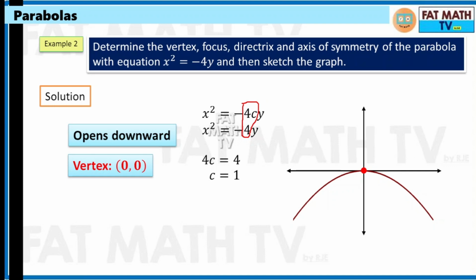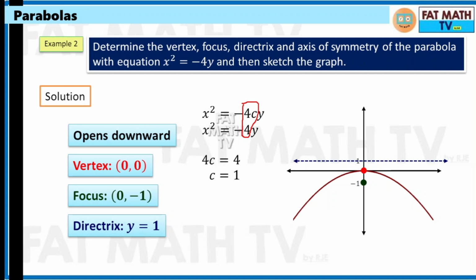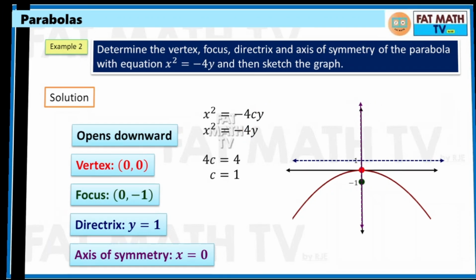So if c is 1, the focus is 1 unit below the vertex. So 1 unit below 0, 0 is 0, negative 1. And then 1 unit above that, you will have y equals positive 1. And for the axis of symmetry, you will still have the y-axis, and its equation is x equals 0. Another example.